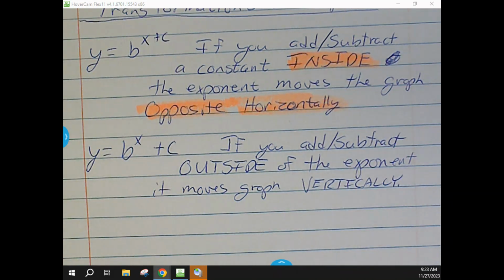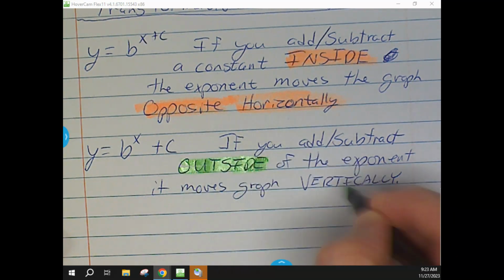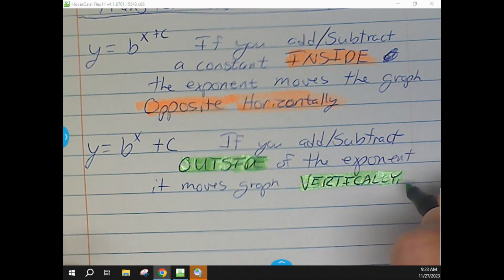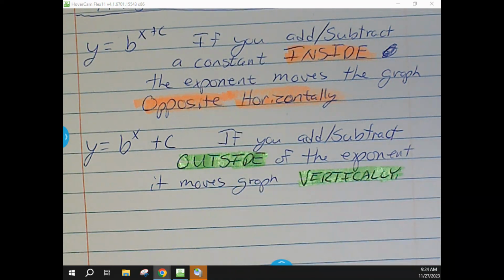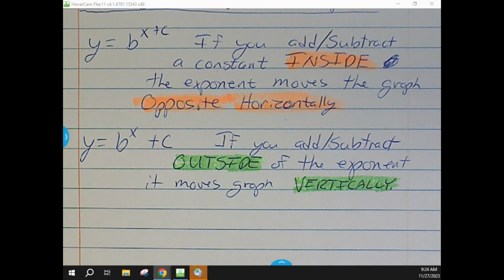So inside is opposite horizontal, outside is still vertical. So it's still the exact same thing that we were doing before. It's just now it's a different graph. And again, that works whether it's exponents, exponentials. That doesn't matter if it's quadratics. That doesn't matter if it's absolute values. Basically, everything we've done so far, it's always the same thing. Anything on the inside is opposite horizontal direction. Anything on the outside is going to be a vertical direction. And that pretty much holds true for almost every graph that you're going to do, even up through pre-cal as you go through those.